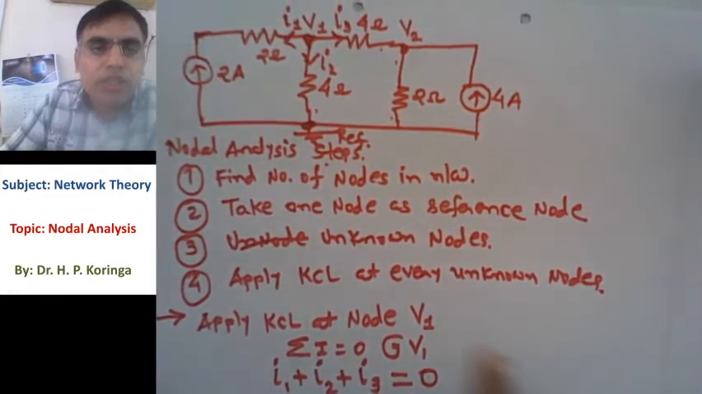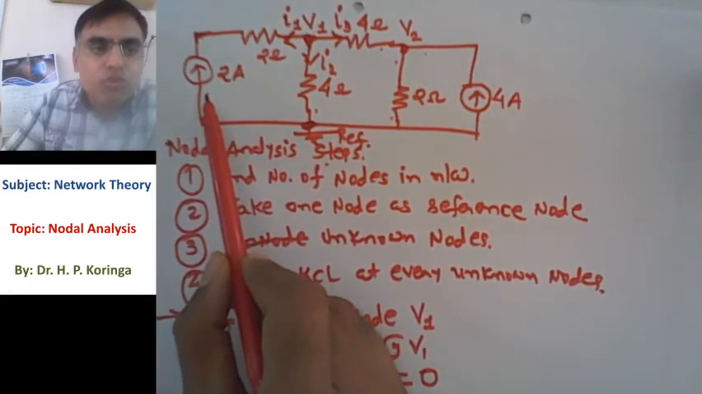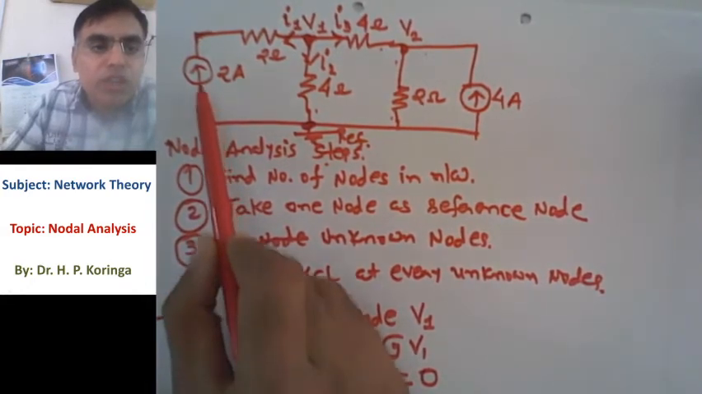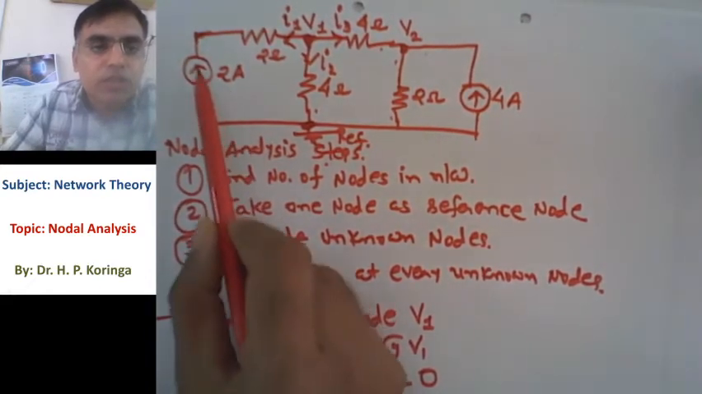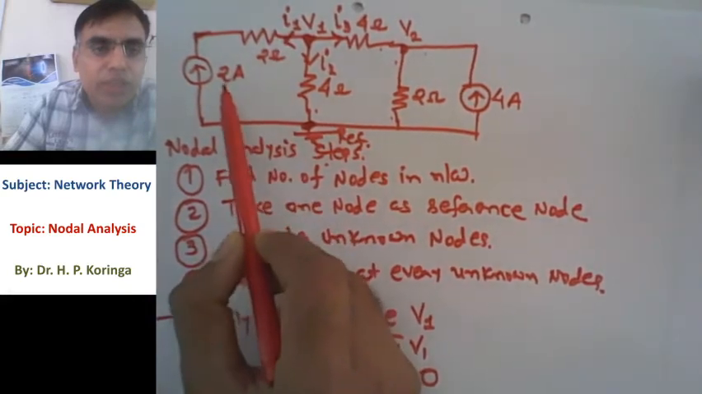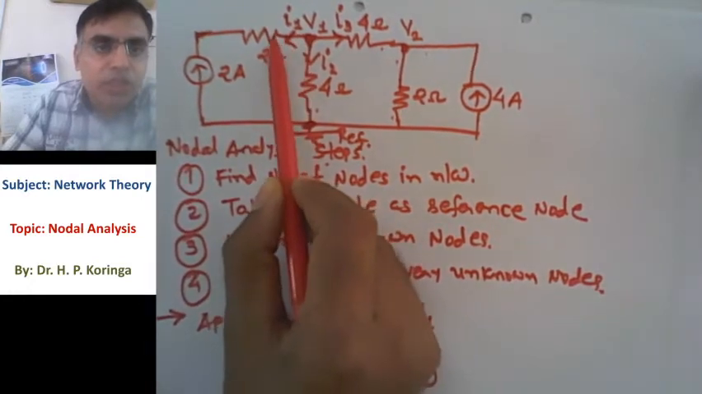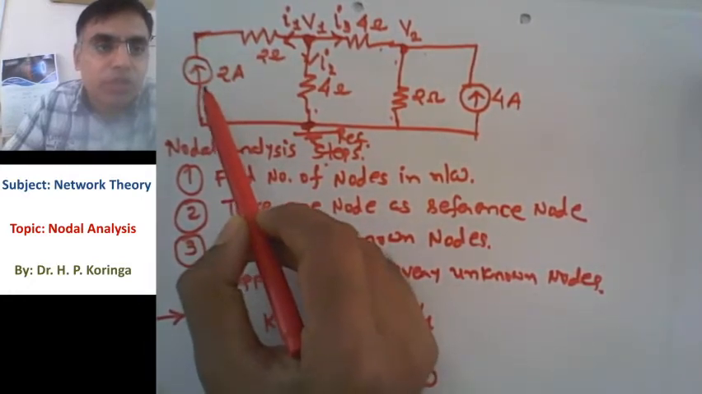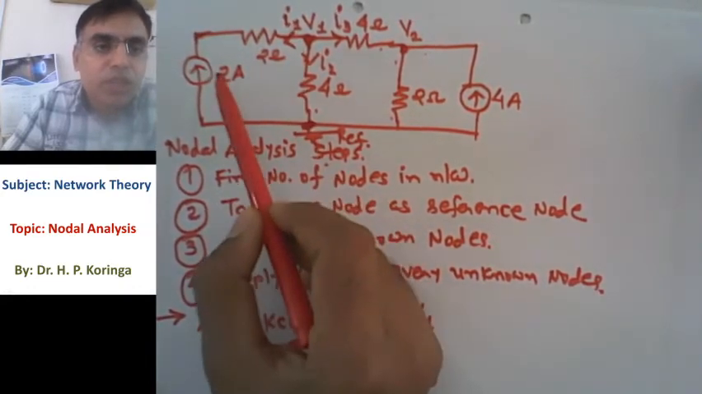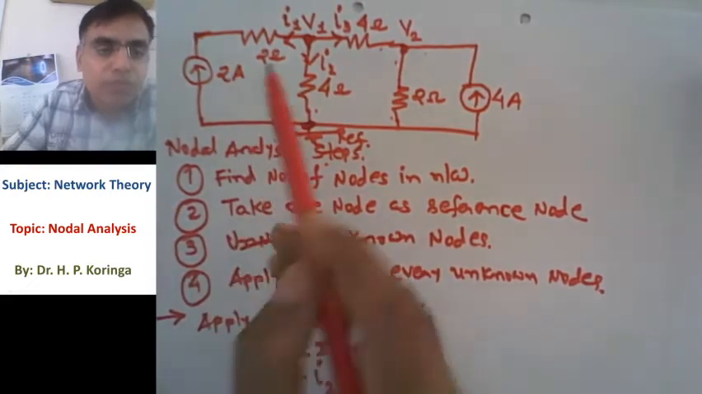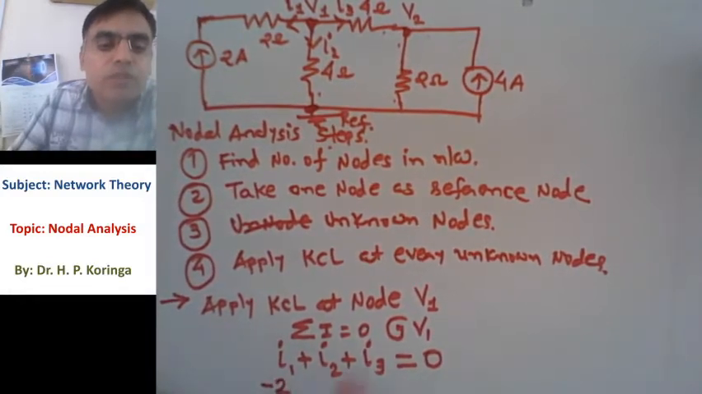Now, in the branch of I1, a current source is connected. Whatever the current source value is, that is the current in this branch. So the magnitude of I1 is 2 ampere. Now if you see the polarity, I1 is assumed in this direction, but the current source direction is opposite to our assumed current I1. So I1 is equal to minus 2 ampere, because the direction is opposite.